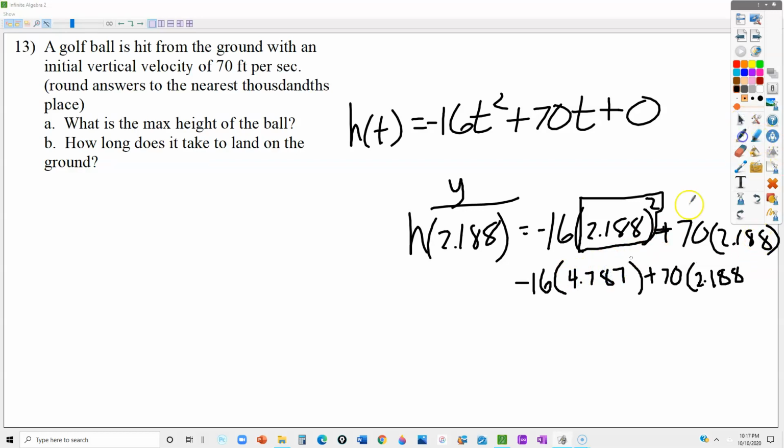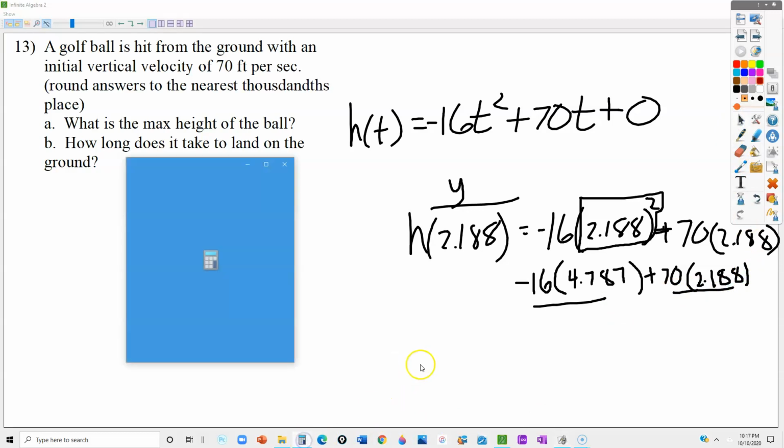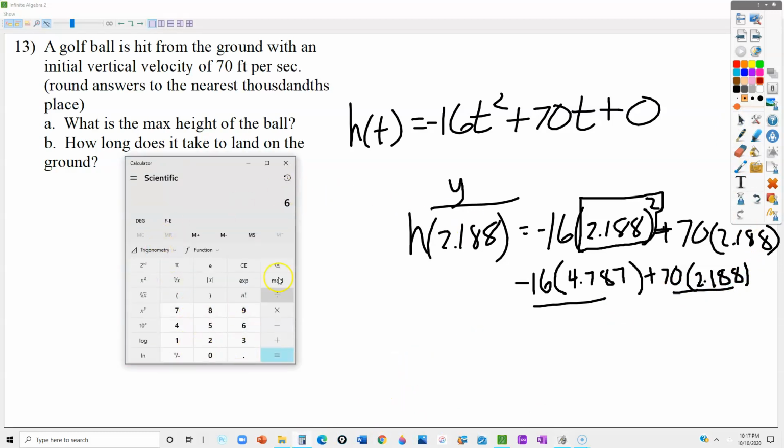All right, next we do our multiplication. So I'm going to multiply these and add the results together. So let me bring the calculator yet again. Negative 16 times 4.787 equals that. Now I get to do the other one. 70 times 2.188. And that's 153.16.